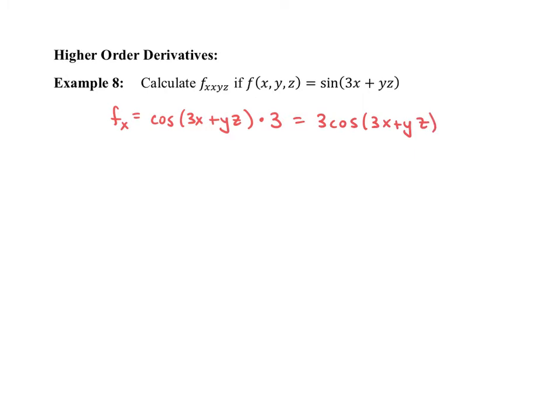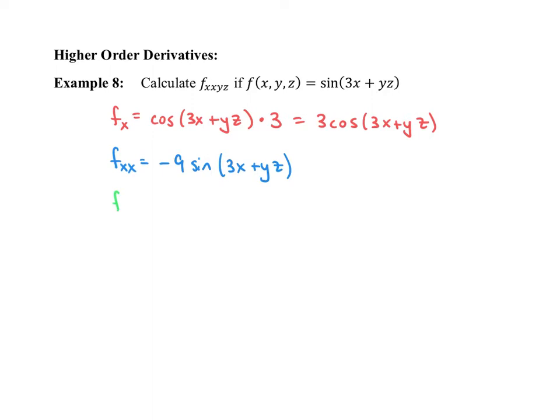Okay, so then we're going to take the next partial derivative with respect to x again. And again, the chain rule is going to dictate that we take the derivative of cosine, which is negative sine, but then we're going to take the derivative of the inside again because of the chain rule and get a 3. So I'm just going to save a little bit of time, and we'll make this negative 9 sine of 3x plus yz. And again, that times 3 to get the 9 was because of the chain rule.